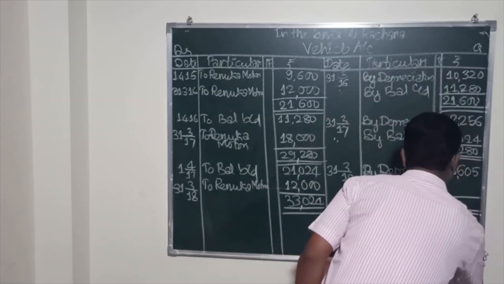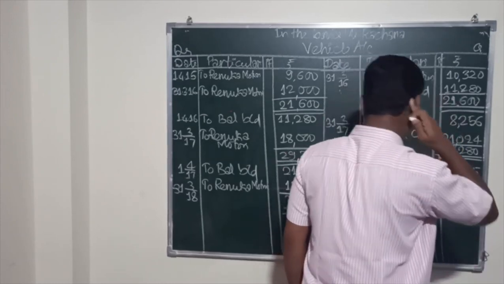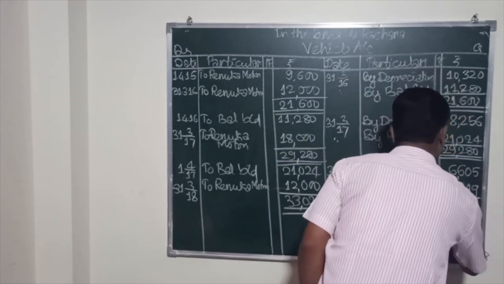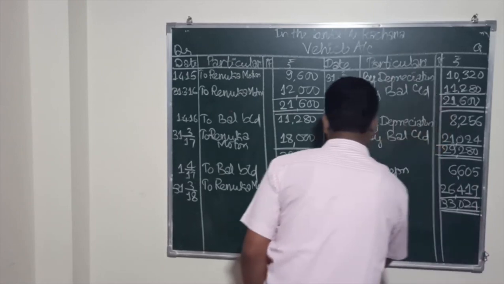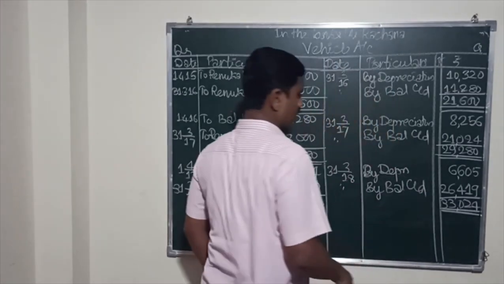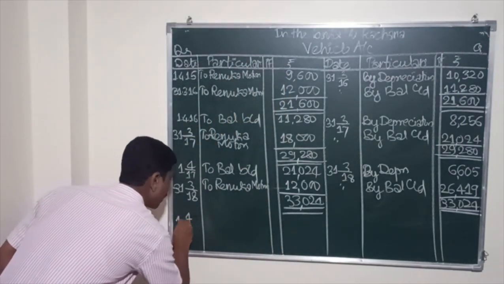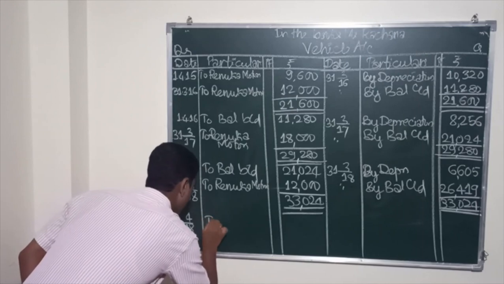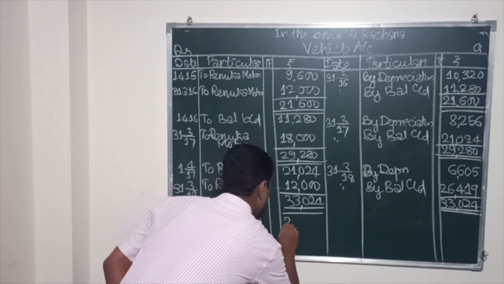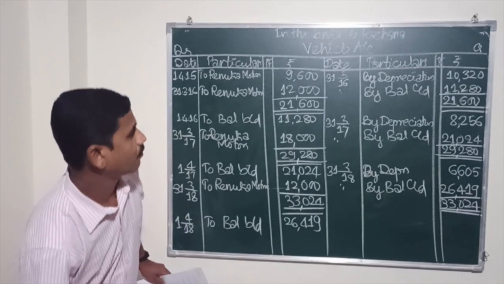So here 33,024, 5 plus 9, 14 carry 1, so 1 plus 1, 4, 6 plus 4, 10 carry 1, 7, 6 plus 1, 7 plus 6, 13 carry 1, so 26,000. So by balance carry down. So the same thing you find in the hire purchase chart. So this is brought down on 1/4/18. Just write down here to balance brought down. So it is 26,419. So this is how we need to prepare the vehicle account.